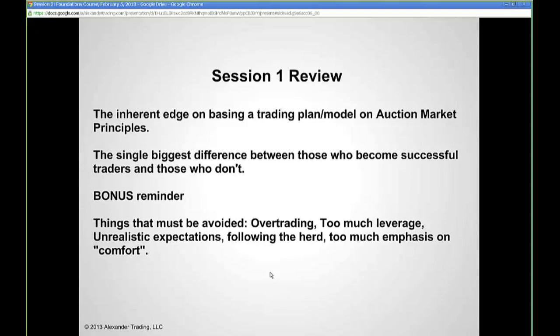And what is the single biggest difference between those who become successful traders and those who don't? I'm asking. Sean, let's stipulate something here. My experience is with the single biggest difference between the people that I have worked with that have become successful and those who don't.